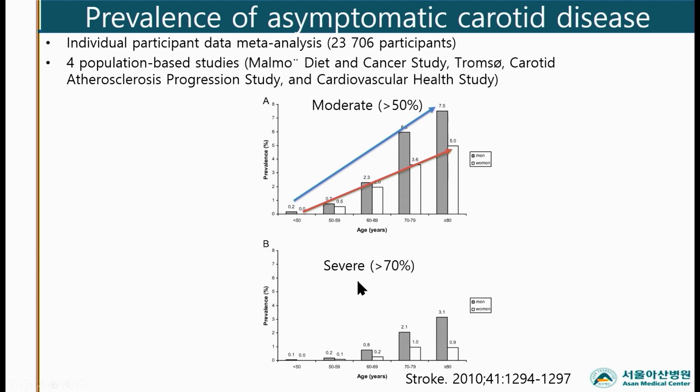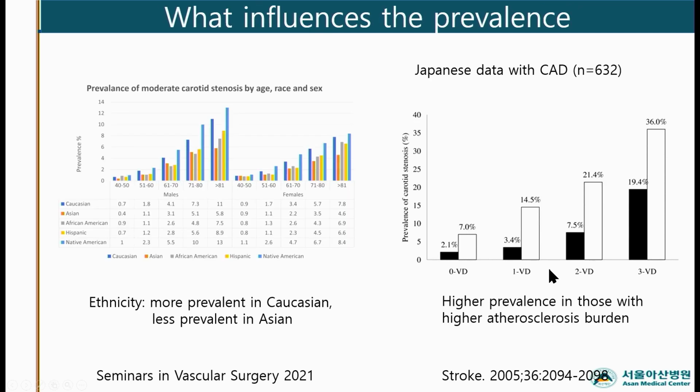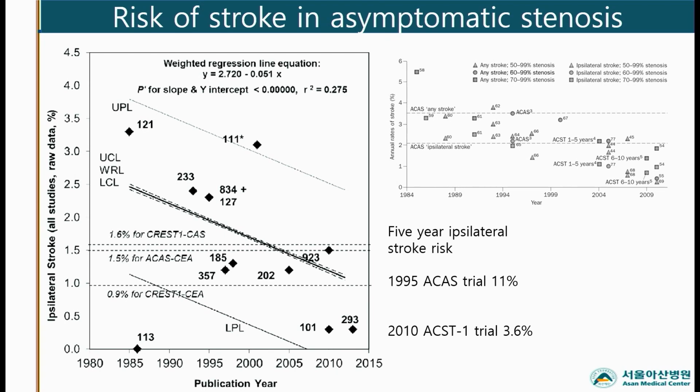When we go to severe stenosis, which may need another treatment modality, it also increases to 3% in men in their 80s. And what influences the prevalence of this kind of carotid artery disease? It is more common in the Caucasian population, and also it is more prevalent in those who have a higher atherosclerosis burden, such as coronary artery disease. So if the patient has coronary artery disease, screening for asymptomatic carotid disease can be a very nice strategy.